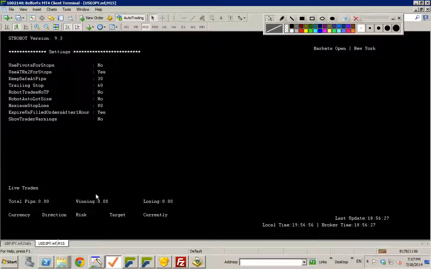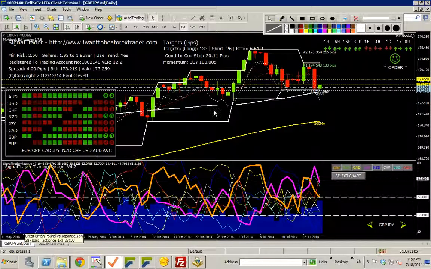Over on the dollar, this screen here, this is the robot. You can see there's nothing there at the moment because we're out of all our trades. We've got a facility, keep safe at pips. So basically what that means is that when we get 30 pips in profit, the stop loss will be moved inside the entry, and then we run a 60 pip trailing stop. So then we just follow the pair, which works very well.